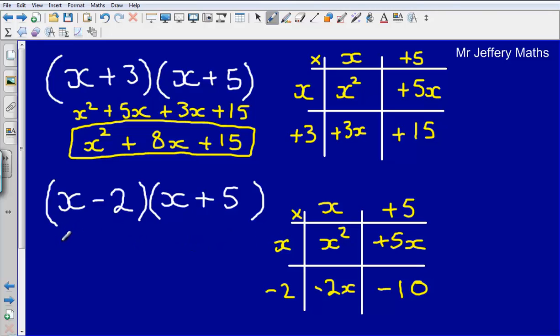Now write these things out. We've got x squared + 5x - 2x - 10, and again these bits here will simplify, and when I simplify it, it leaves me with x squared + 3x - 10.